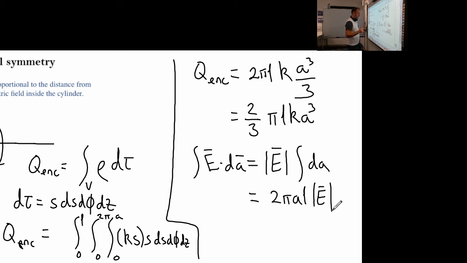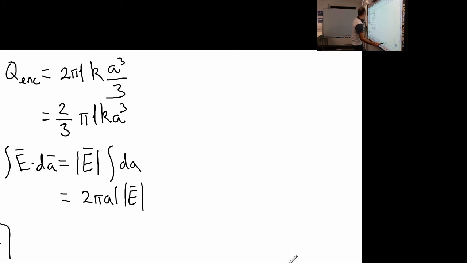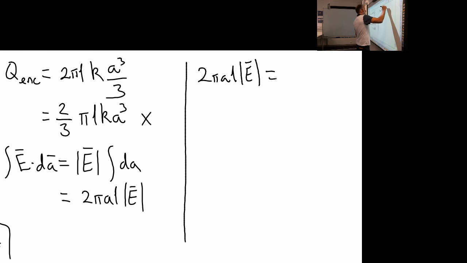And this is going to be equal to what we calculated up here. So we just have to put these two together. Now we have 2 pi AL times our electric field equal to 2 over 3 pi L K A cubed.